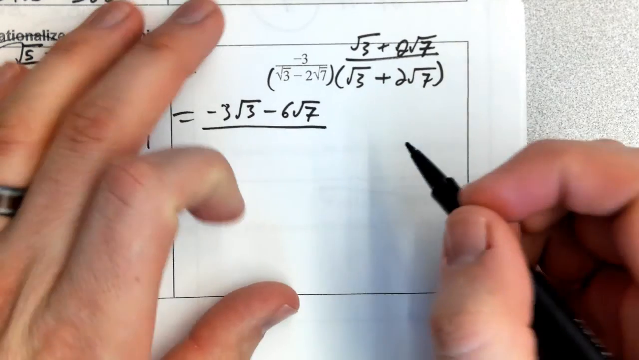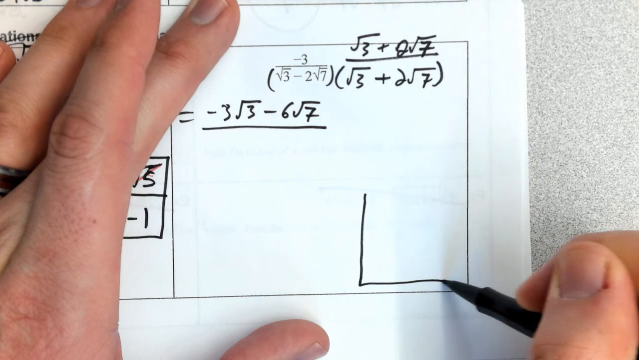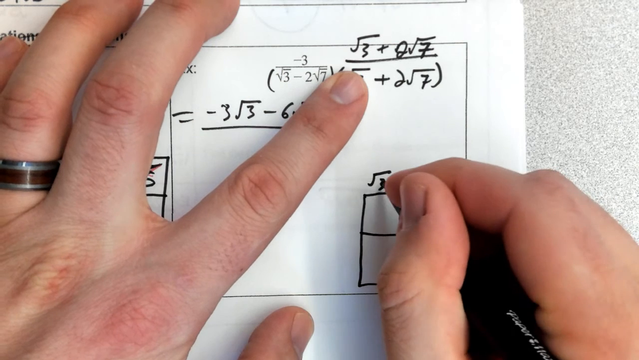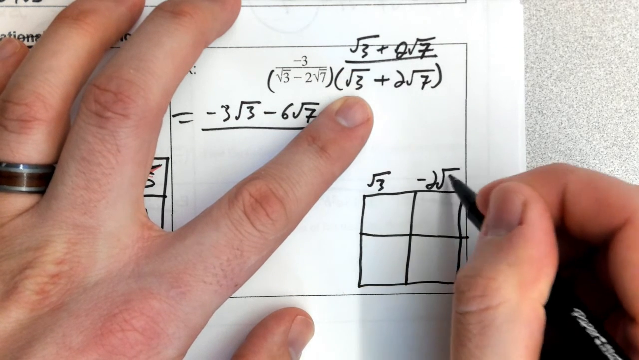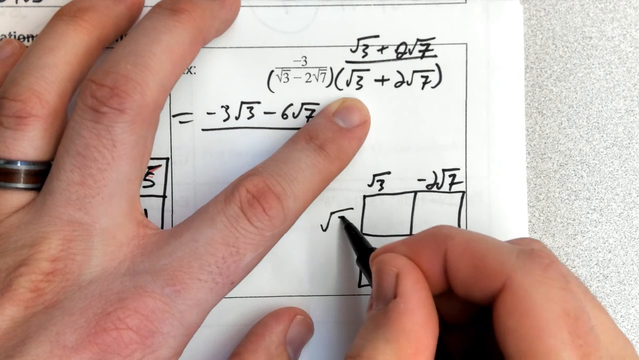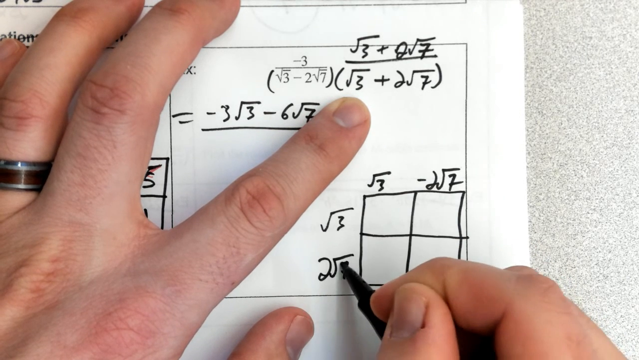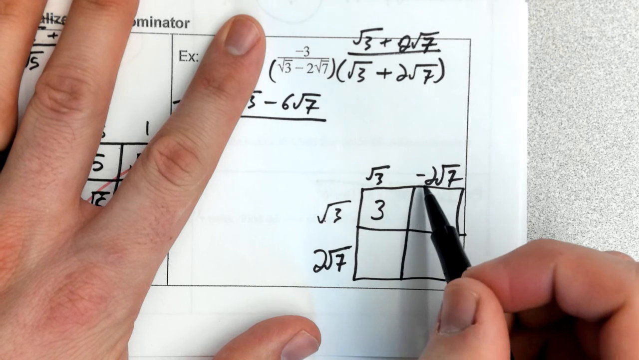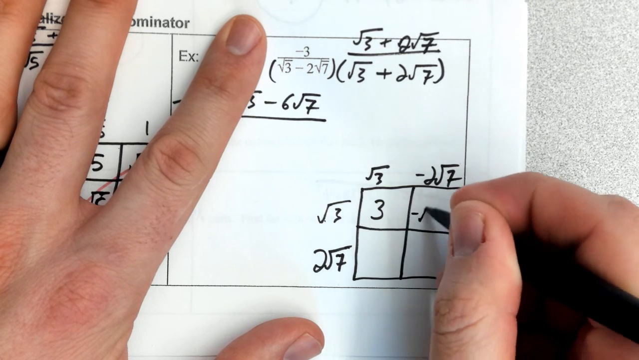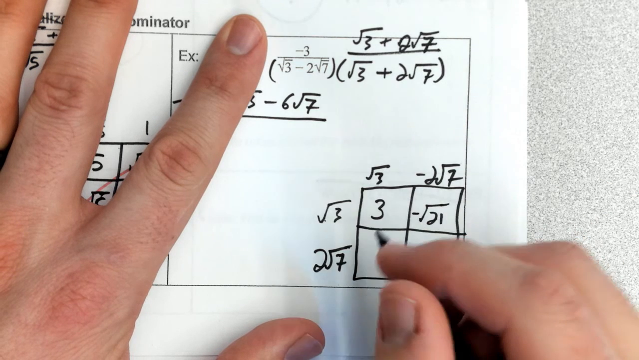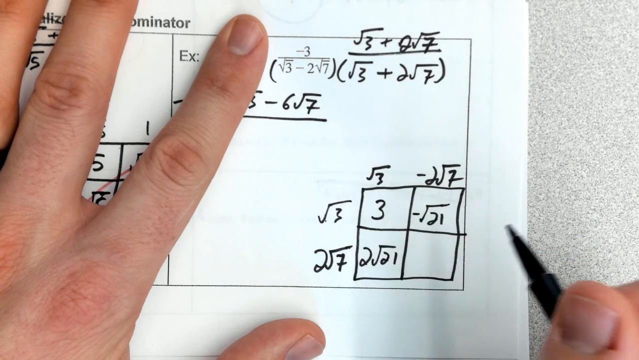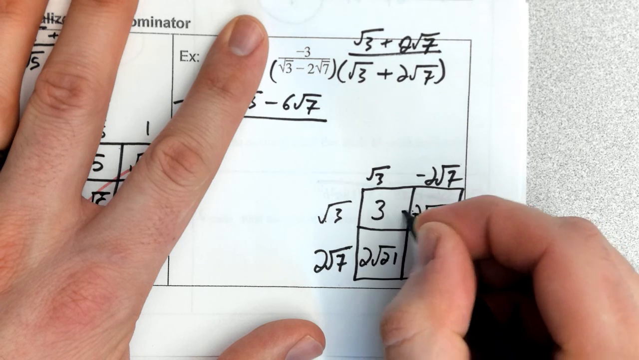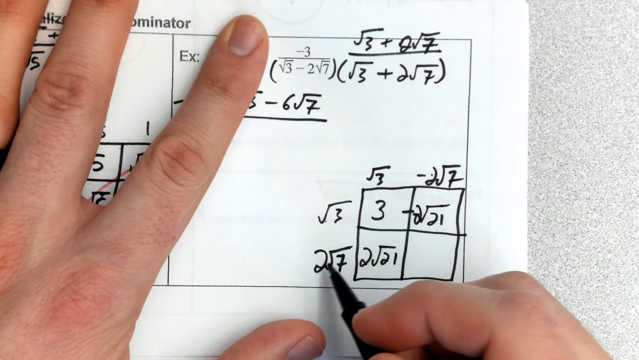On the bottom, we're going to need to multiply this out. We're going to use the box method again here. So we have root 3 minus 2 root 7, and we have root 3 plus 2 root 7. All right, so root 3 times root 3 is just 3. Root 3 times negative 2 root 7, that's negative 2 square root of 21. Root 3 times 2 root 7, that's 2 square root of 21. Nope, sorry, shoot, that should be negative 2, sorry. Negative 2. And then the last one here is going to be negative 2 times negative 2, that's negative 4.